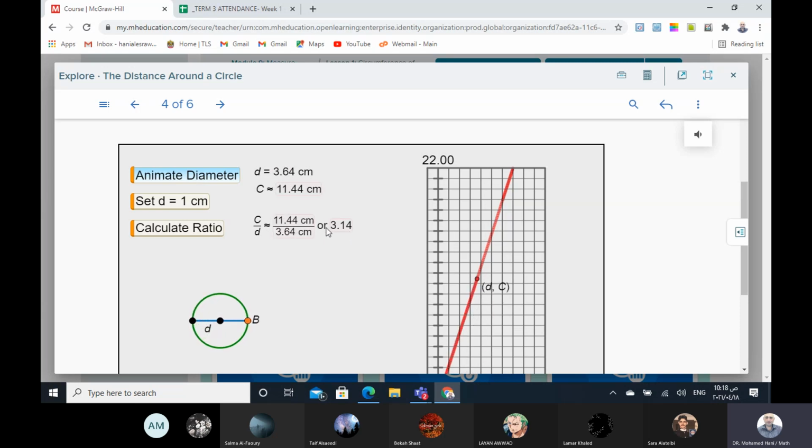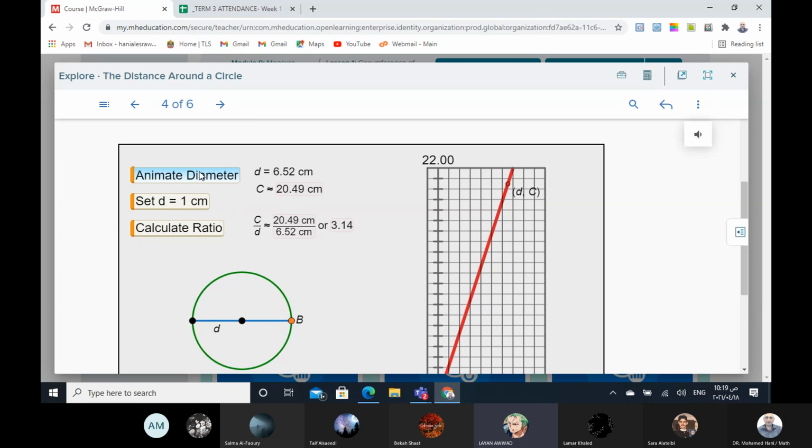So the name of this ratio will be what? Will be the pi, above 3.14. This is a fixed ratio, so the value of the pi, we will always use 3.14. Do you understand now the meaning of the pi? Yes, mister. Great.